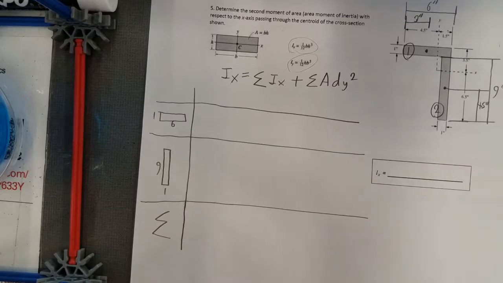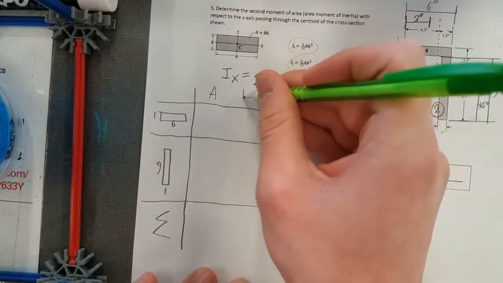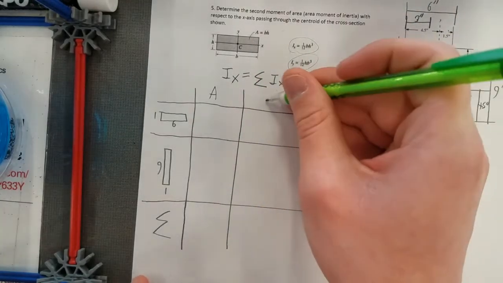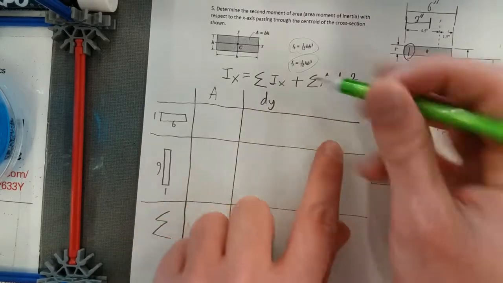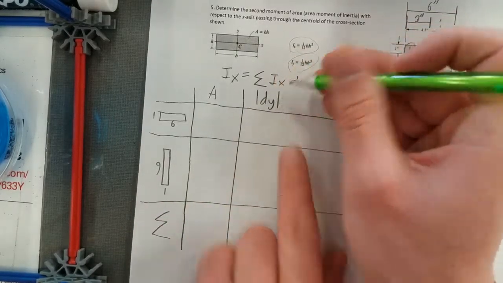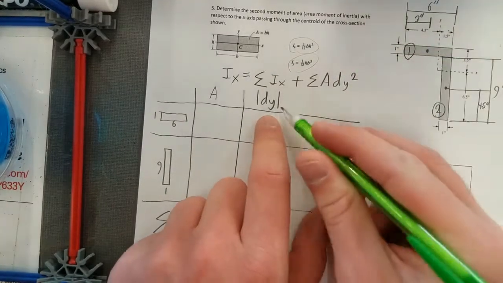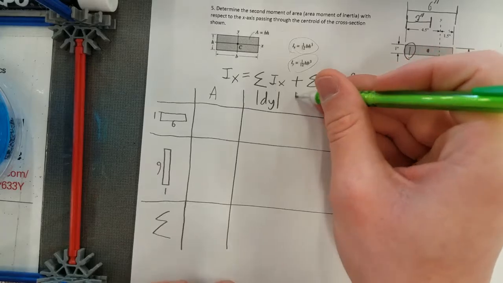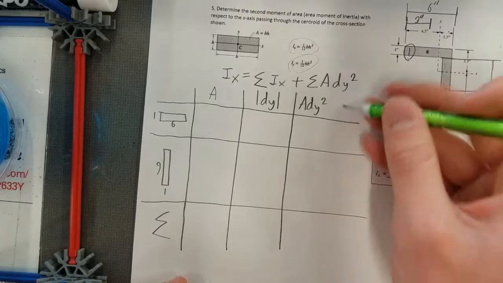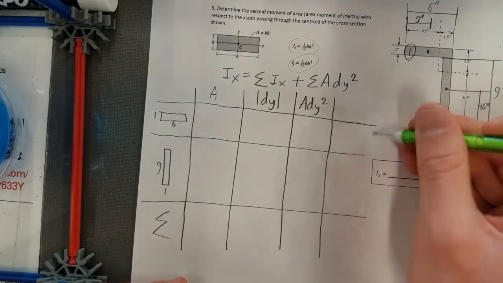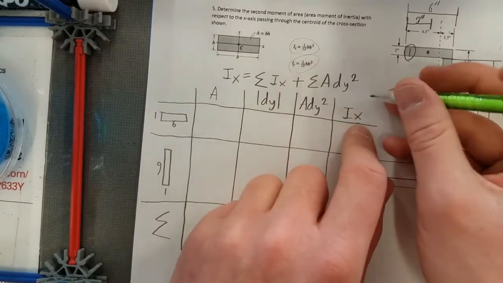And so a few things that we need to look for. First thing we can look for that's really easy is the area. And then next thing we want to look for is dy, which since we're going to be squaring dy anyway, I'm going to just go ahead and write the absolute value of dy. It doesn't really matter if it's positive or negative like we had to find in the centroid problem. And then we're going to have a column for area times dy squared. And then last but not least, we're going to have the area moment of inertia here.